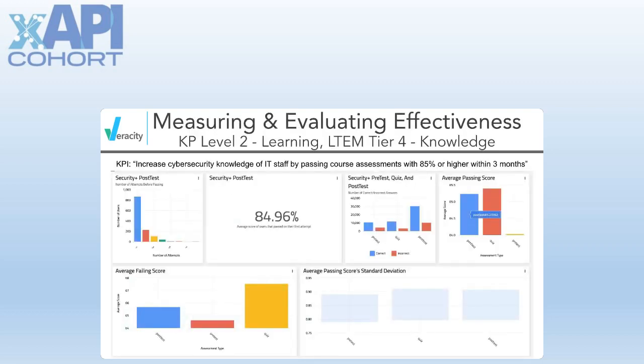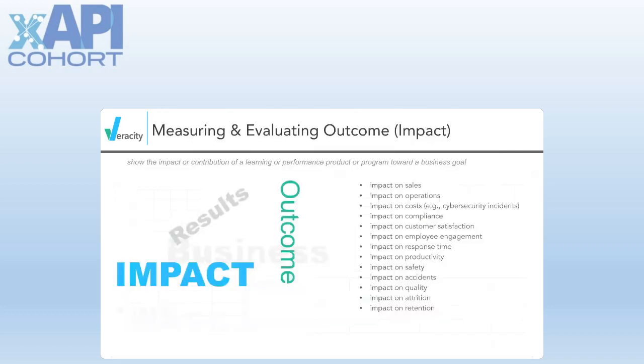Oops, jumped ahead. And here's some examples of impact measures, which are aligned to business results or outcomes. For example, impact on sales, impact on operations, impact on safety. You can imagine a lot of different ones depending on the type of company or organization.